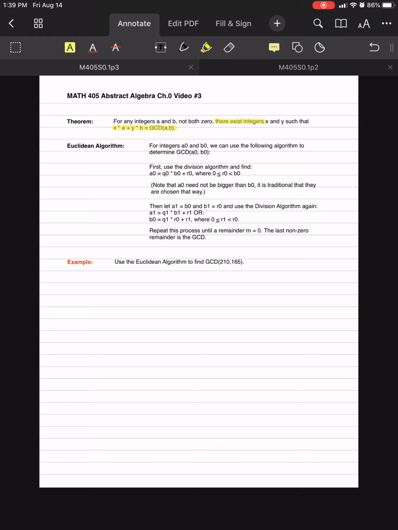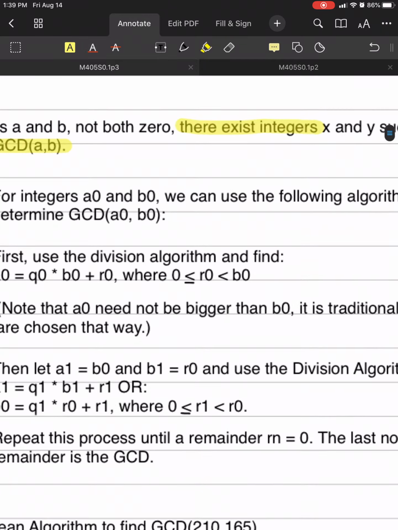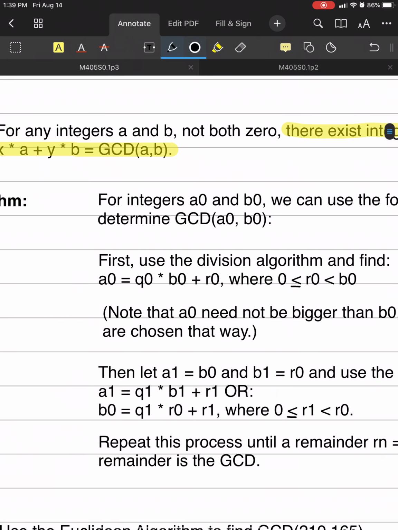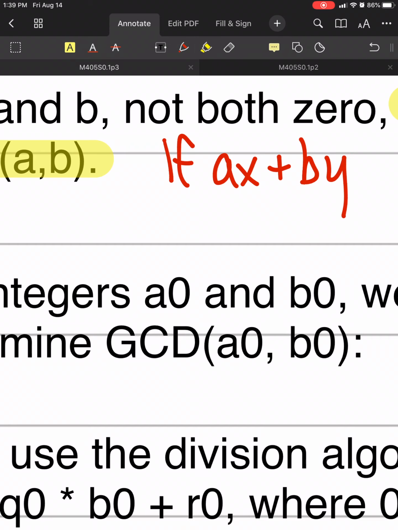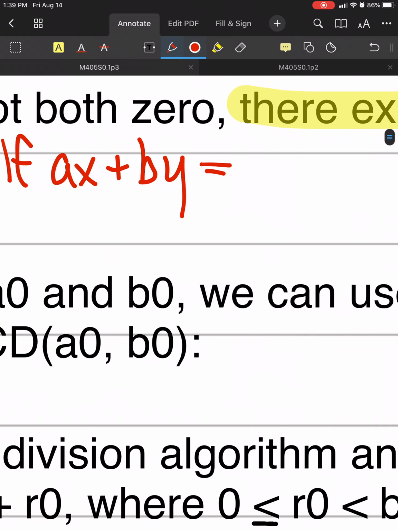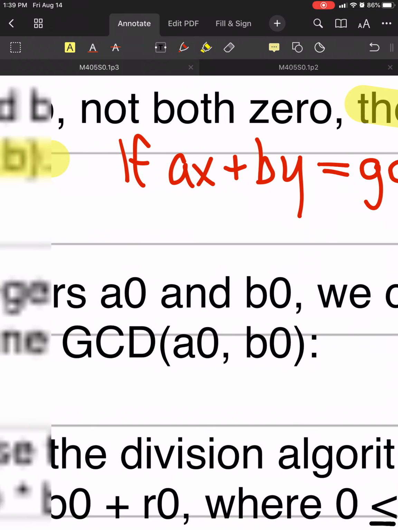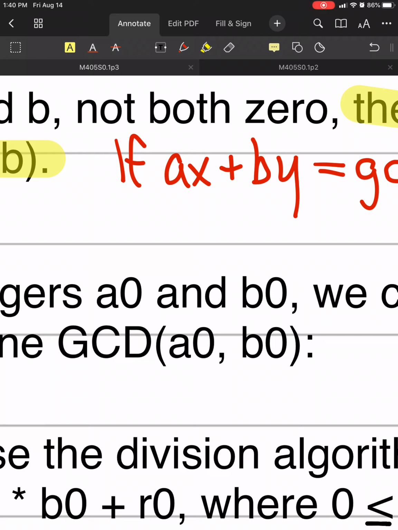Okay, so let's talk about how this would work. I'll do it below here. Let's put this in red. Okay, so if I've got ax plus by equals the GCD, I can make new numbers here. And there are lots of ways you can do this, but I'm just going to show you one example.